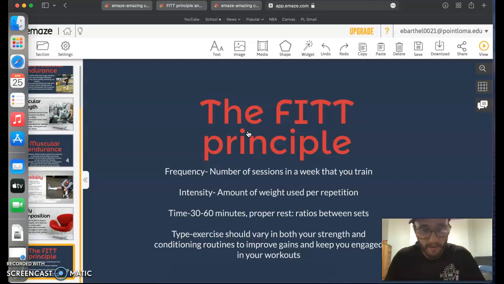And yeah, so there it is, guys, the 5 components of physical fitness as well as the FIT principle. And together, these will help you improve your body composition, your muscular strength, your cardiovascular endurance, muscular endurance, flexibility, and that's it.